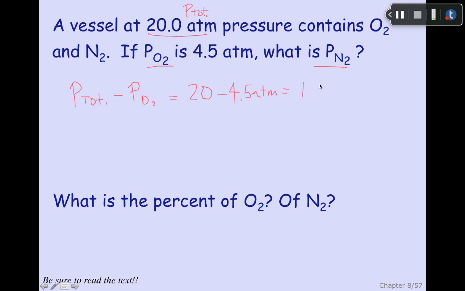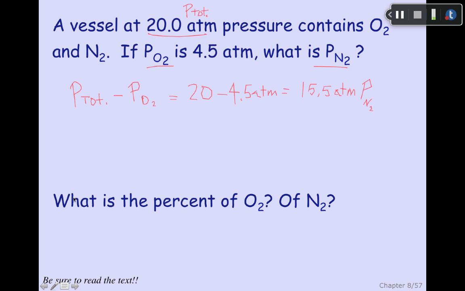Simple math, wonder of wonders, and the answer is 15.5 atm, atmospheres. Oh good, I didn't have millimeters of mercury this time, for the pressure of the nitrogen gas. One simple way of doing this. Sometimes they're just adding and subtracting.